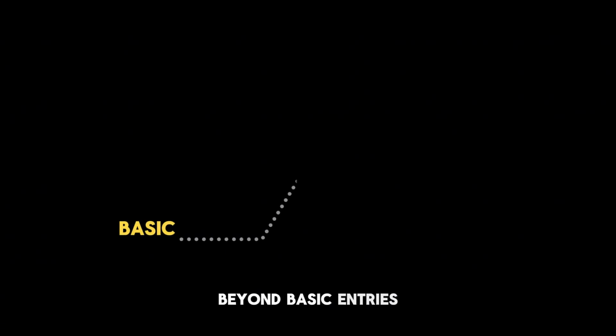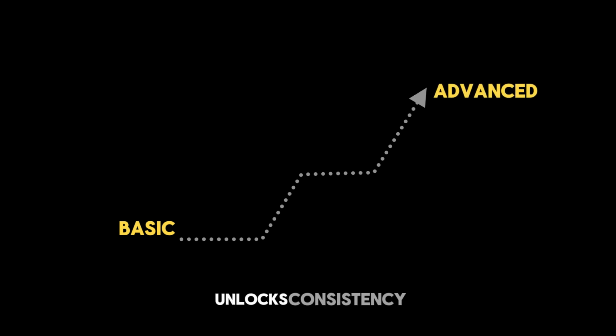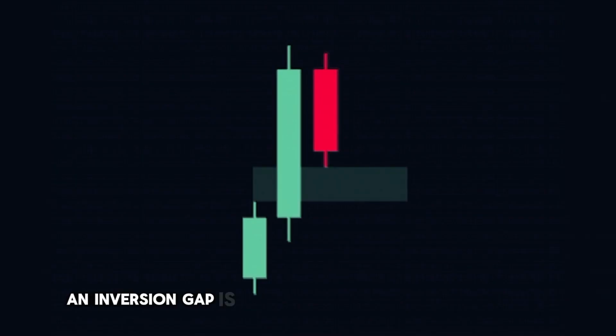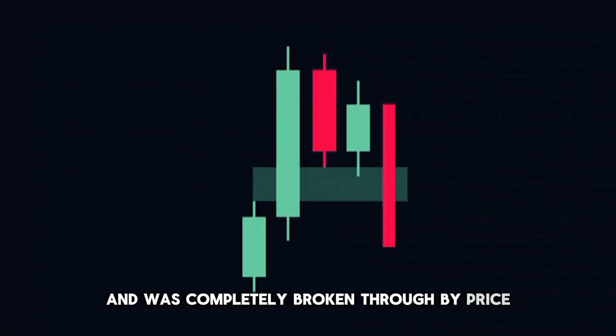As price drifts back into the box, it hits the midpoint, triggers your entry, and launches into the intended move. Beyond basic entries, combining fair value gaps with advanced market concepts unlocks consistency, starting with the inversion gap strategy. An inversion gap is simply a fair value gap that failed and was completely broken through by price.